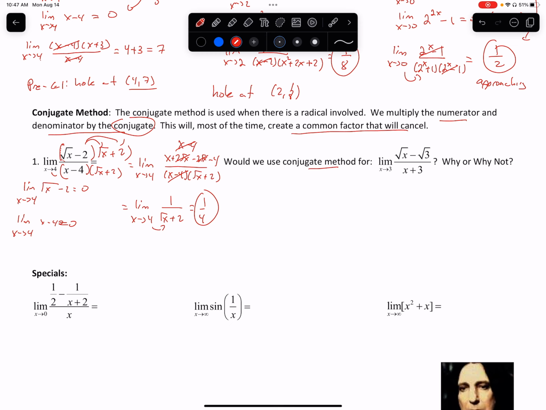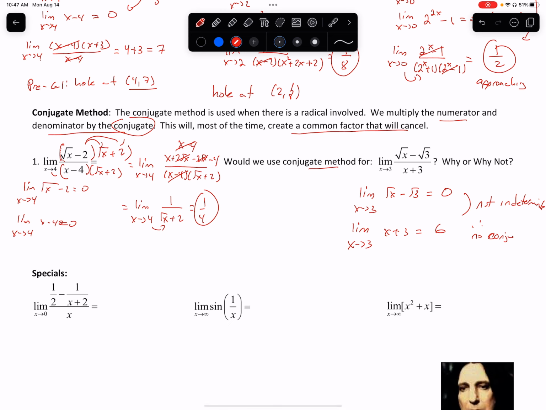Now, would we use the conjugate for this one? So let's take a look. Well, check the top. The limit as x approaches 3, I do get root 3 minus 3, which is 0, but you look at the bottom. x plus 3 becomes 6. This is not indeterminate. So therefore, there is no technique, therefore no conjugate.